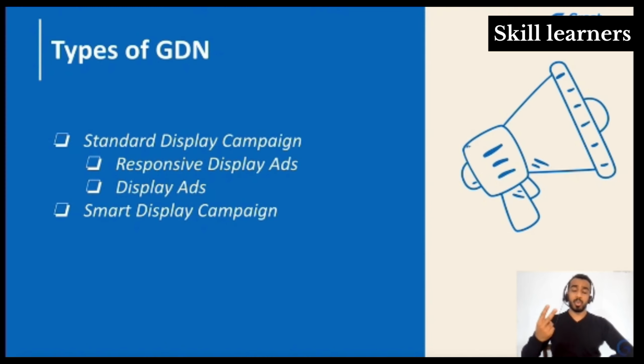Predominantly, there are two types of GDN campaigns. One is the standard display campaign, and the second is the smart display campaign. What is the difference, you may ask?